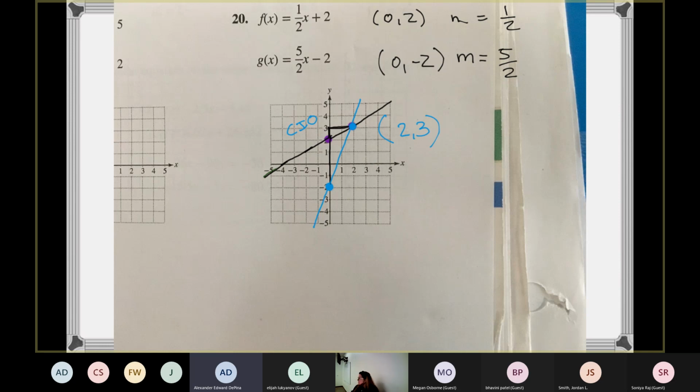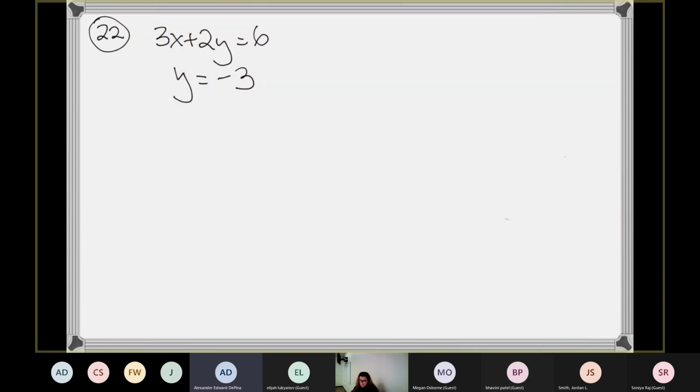Next. Yes, no? Guys, you awake? Yeah. Okay, graph this one. Number 22. 22 in the book looks like so.